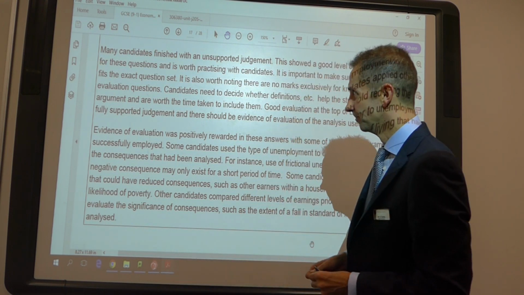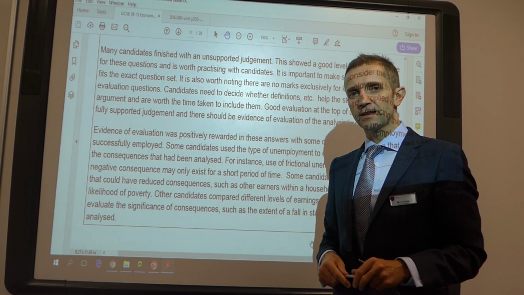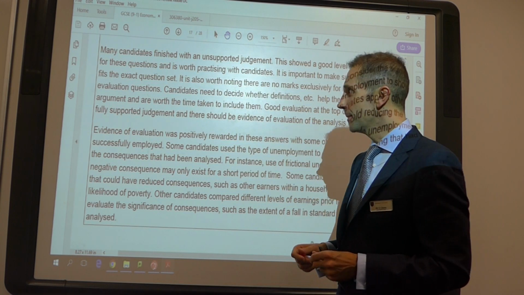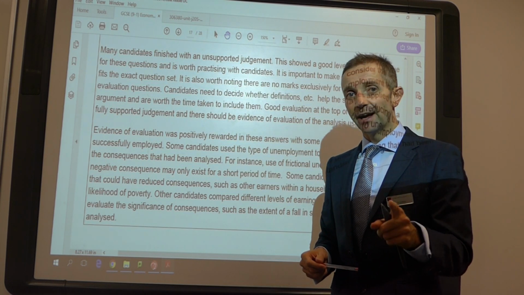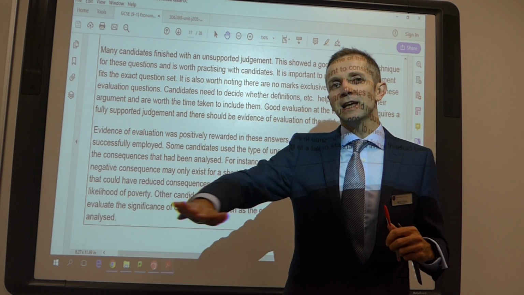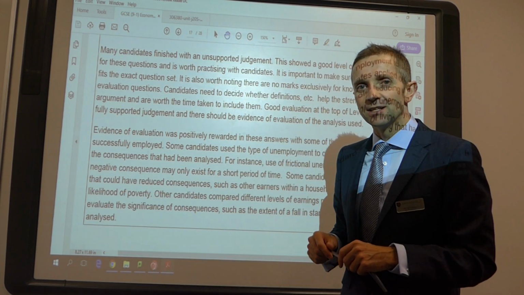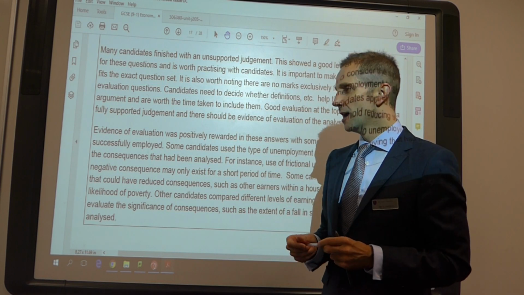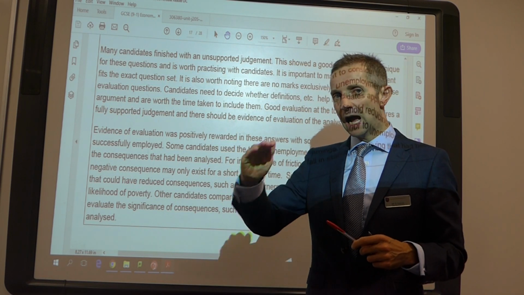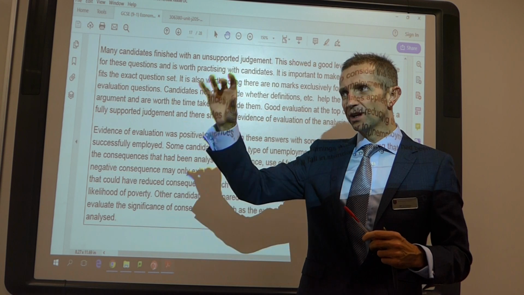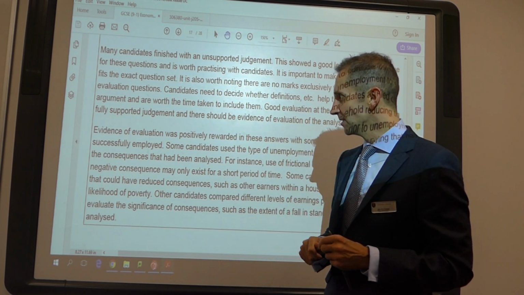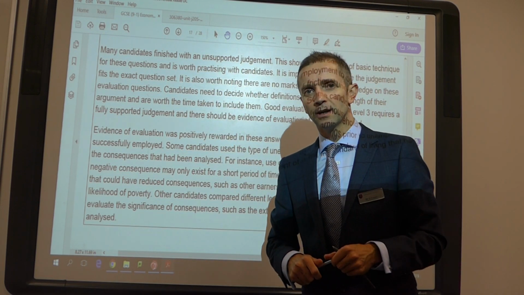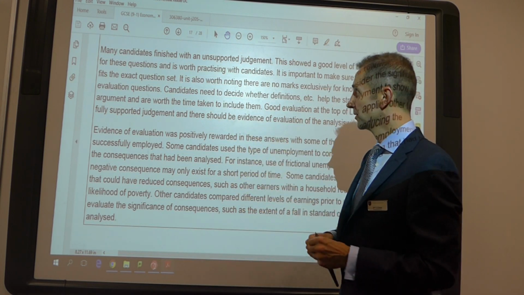Reasoned conclusion. Now, the interesting thing about the structure of the new exam is that in the evaluate question, that level 1, the knowledge and understanding, you can leave that out. You can save yourself time and go straight to application, analysis, and then the final evaluation at the end. So let me read to you from the examiner's report.